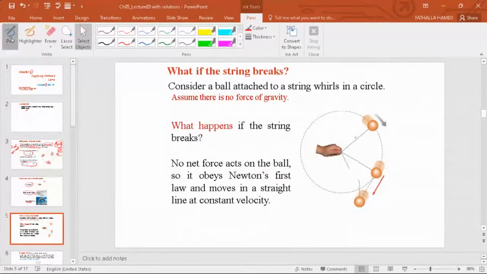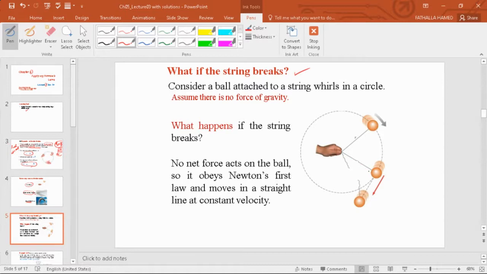Now, we want to illustrate a point here, and I think we dealt with that in chapter number 3 as well. Your velocity is always tangent to the circular path. And the question that we have here: what if the string breaks? So you're tying a mass with a string, and you whirl it around in a circular path. Now, what happens if you break this one?